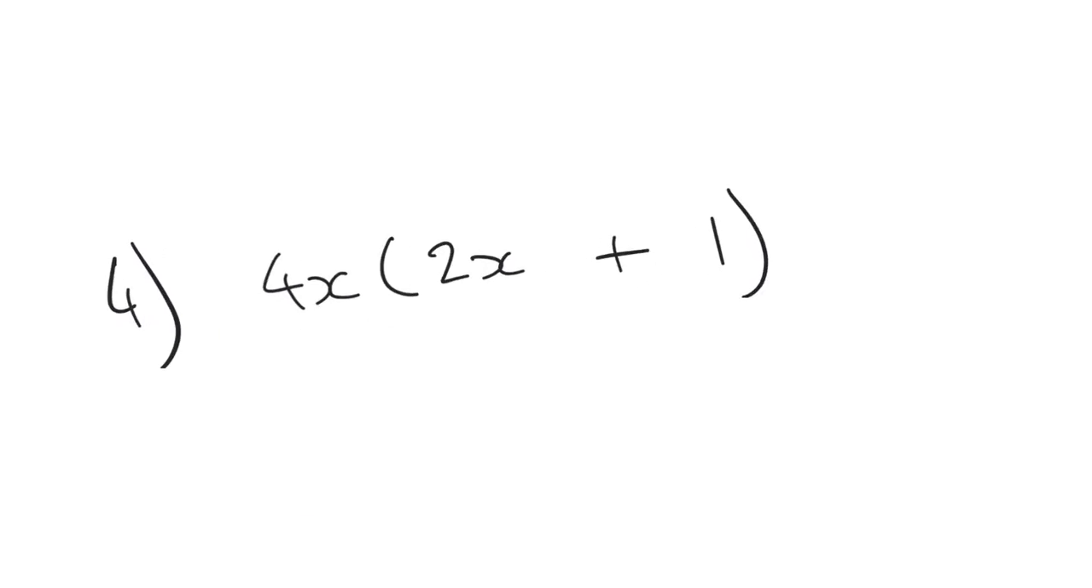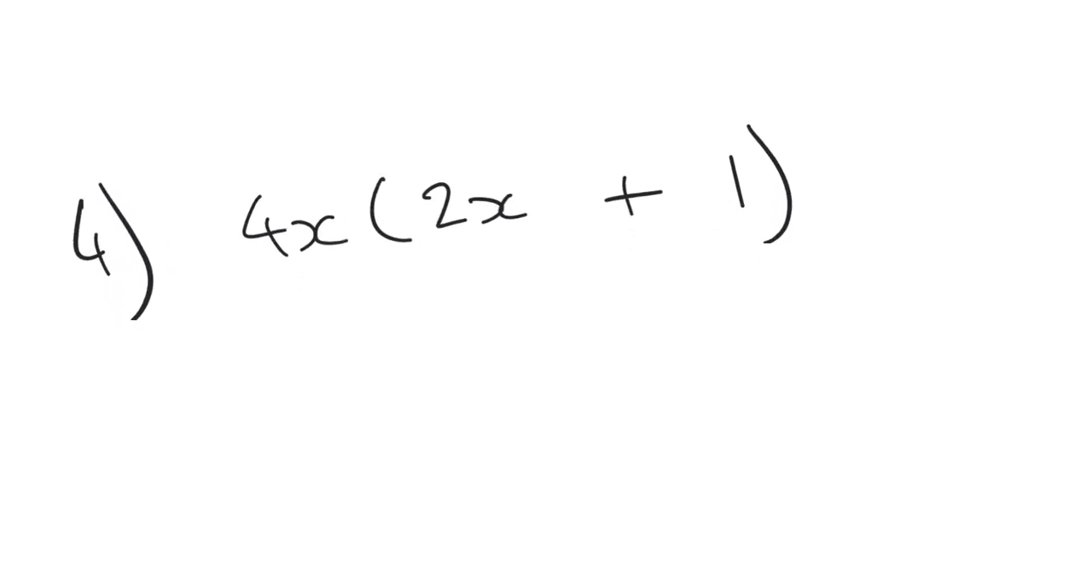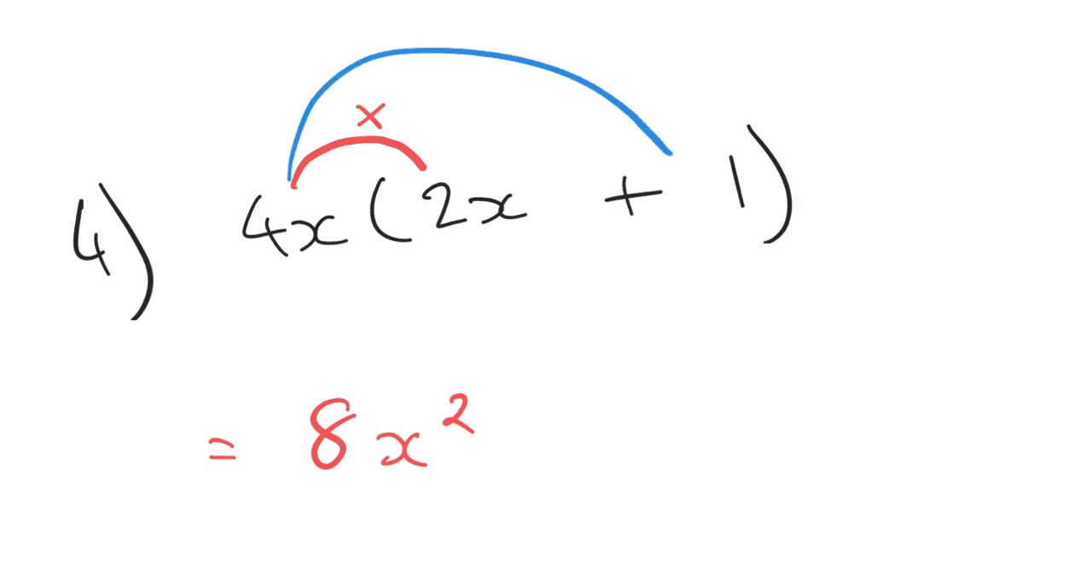Next, the last one of these main single bracket ones, we've got 4x times 2x. That's going to give us 8x squared, because x times x makes x squared. And then 4x times 1 is just 4x, so plus 4x. And that is essentially all you need to be able to do to solve simple single brackets.